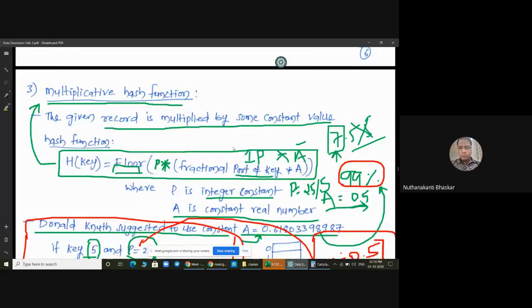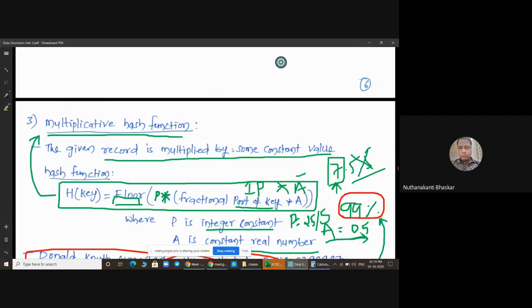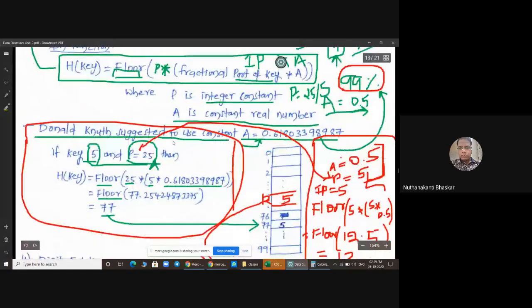Now coming to the last mechanism, the easiest mechanism, digit folding. The digit folding is very simple. We are going to divide the input data. Here also, same as your multiplicative hash function, don't think the input value is always an integer. For easy understanding, I have taken the input value as 5, but you can take strings and characters also. You have to convert them to numbers using ASCII format. Everywhere same. Understand?